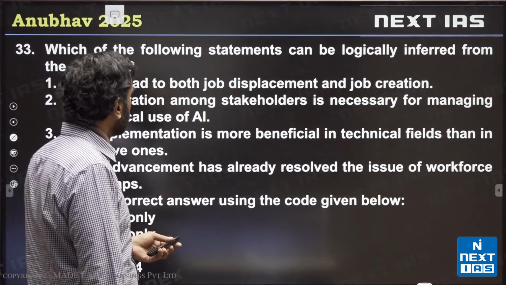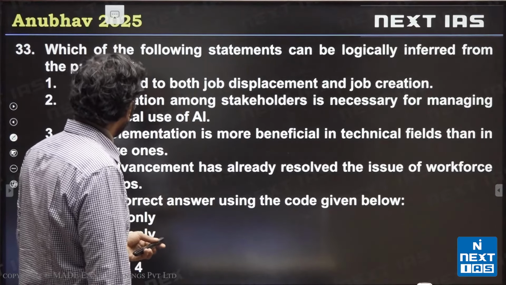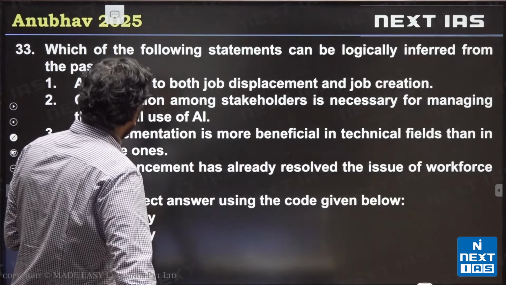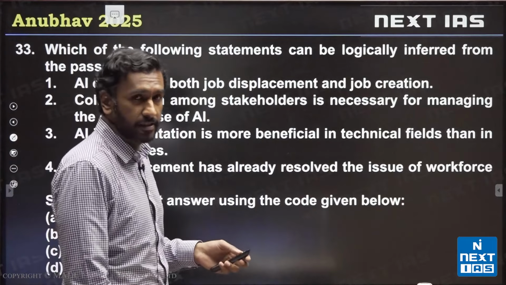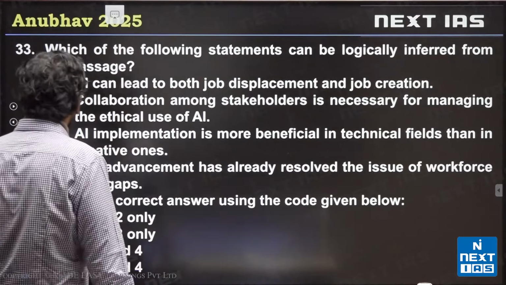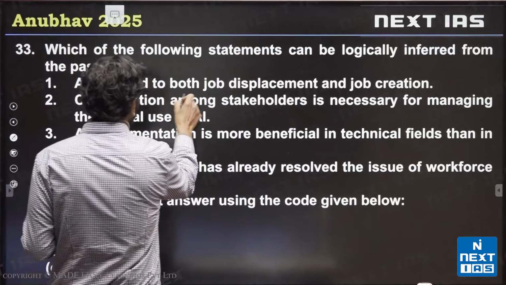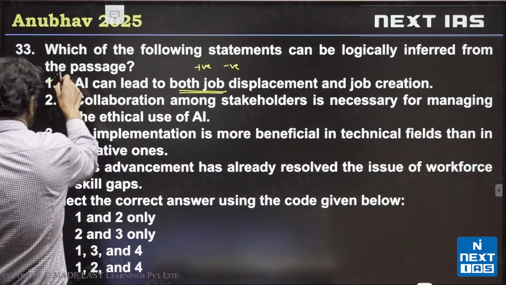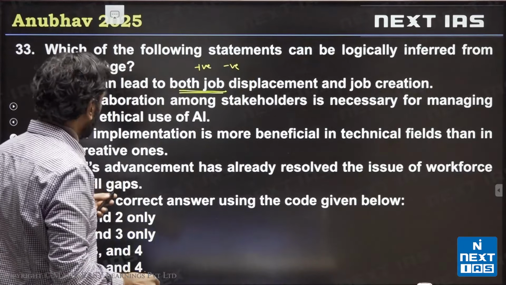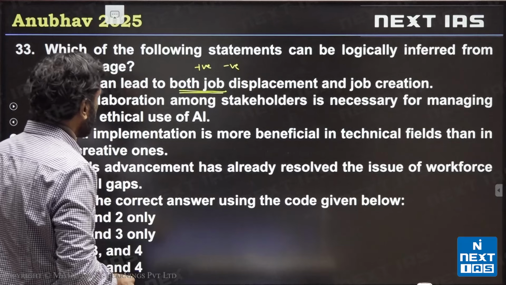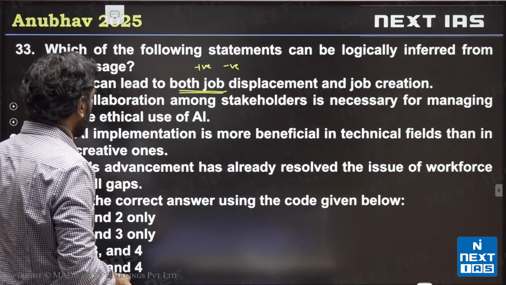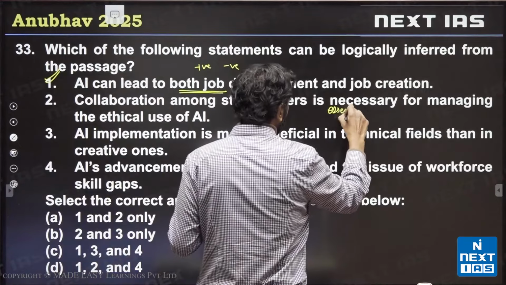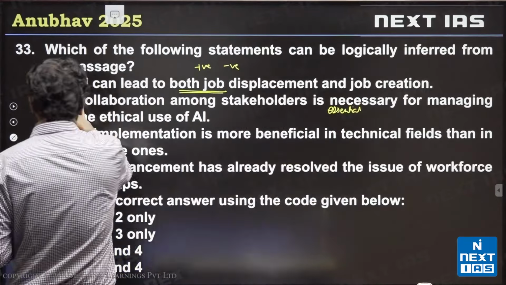Which of the following statements can be logically inferred from the passage? 1: AI can lead to both job displacement and job creation. So both job displacement and job creation is a valid statement, as we can tell from the passage. This is in the first two lines of the passage. I told you the author is giving us positive and negative. This is discussed there. 2: collaboration among stakeholders is necessary for managing ethical use of AI. The last sentence tells us what is essential, right? So is necessary. 2 is valid.